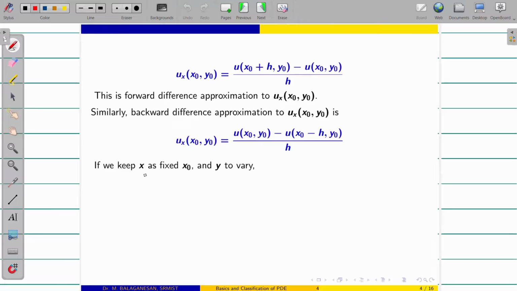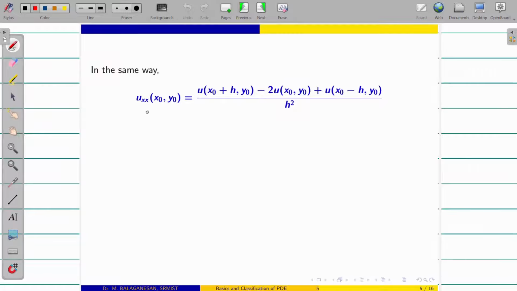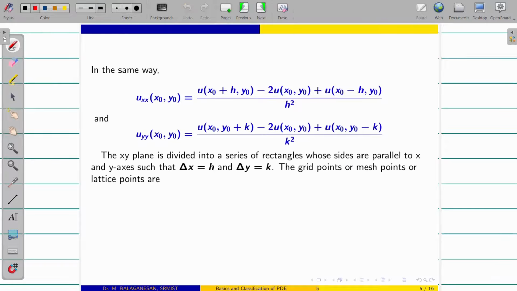Similarly, if you keep x fixed and y varies, what do we get? We will get u_y. This is for the forward aspect, this is for the backward aspect, u_y of (x, 0). Similarly, we can derive for u_xx, the second derivative with respect to x. U_xx means what, guys? Here, ∂²u/∂x². That's what it means, and that one only they write as u_xx. Similarly, for u_yy, we can derive this.